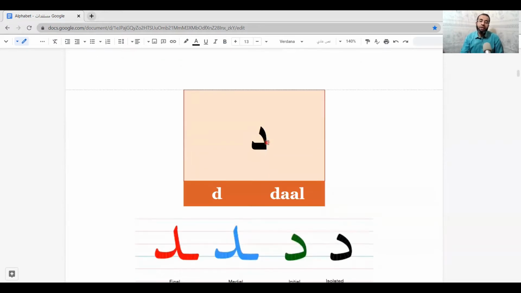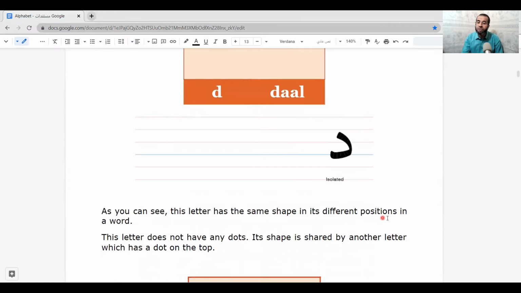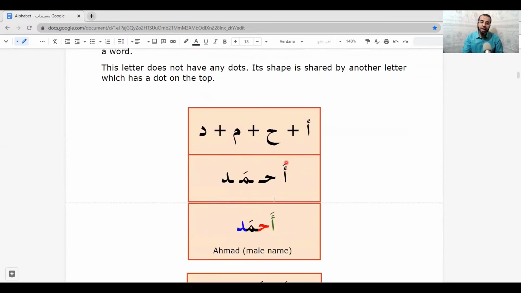Now let's study the next letter. It's dal, and its sound is da. Da. It's written like this, as you see. When it's isolated and initial, the same. When it is medial and final, it's very similar. As you can see, this letter has the same shape in its different positions in a word. This letter doesn't have any dots, as you see. Its shape is shared by another letter which has a dot on the top, dot here, and we will study it later on.